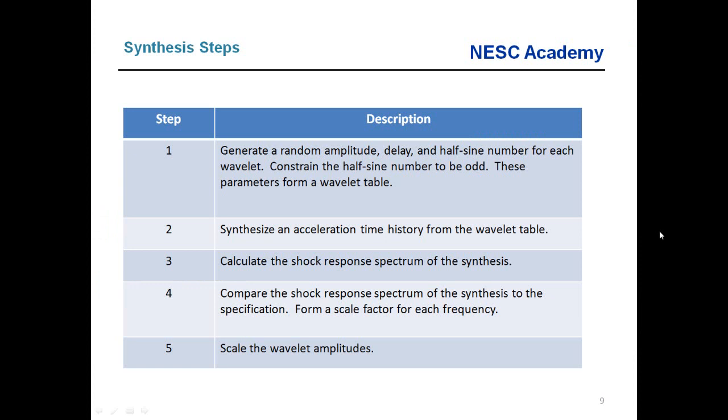Step 1, we generate a random amplitude, delay, and half sine number for each wavelet. Again, the number of half sines has to be an odd integer greater than or equal to 3. These parameters will form a wavelet table. We do that for each natural frequency of interest, which in our case is 1/12 octave spacing. Then we synthesize an acceleration time history from the wavelet table, using that equation I showed you a couple slides back. We then calculate the shock response spectrum of the synthesis.